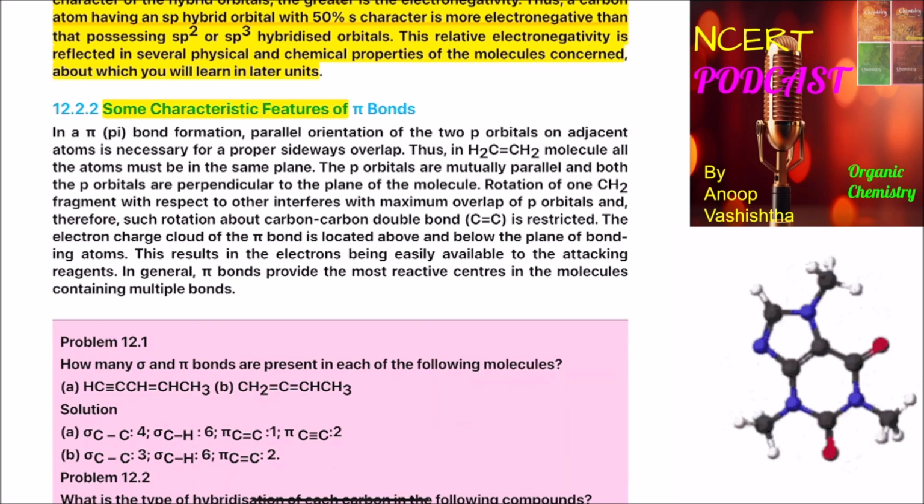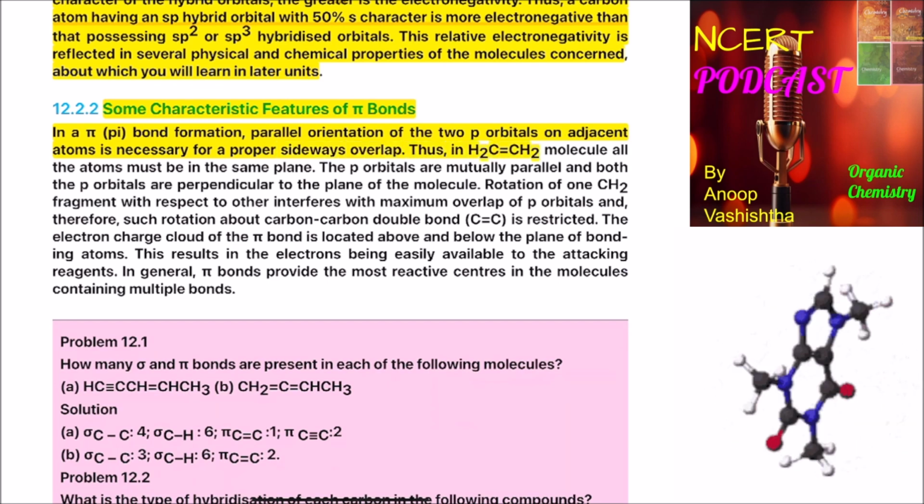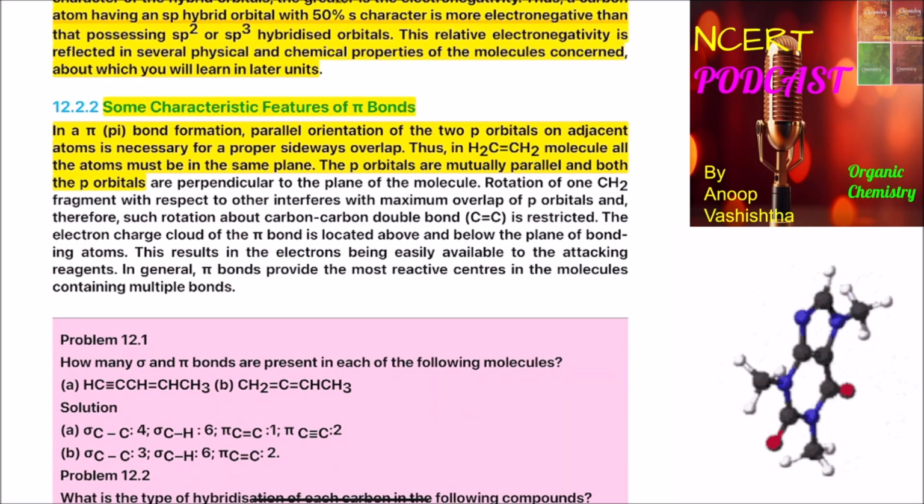Some characteristic features of pi bonds. In a pi bond formation, parallel orientation of the two p orbitals on adjacent atoms is necessary for a proper sideways overlap. Thus, in the H2C=CH2 molecule, all the atoms must be in the same plane. The p orbitals are mutually parallel and both the p orbitals are perpendicular to the plane of the molecule. Rotation of one CH2 fragment with respect to the other interferes with maximum overlap of p orbitals, and therefore such rotation about the carbon-carbon double bond is restricted.